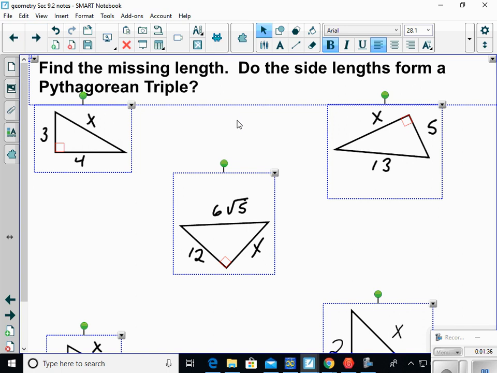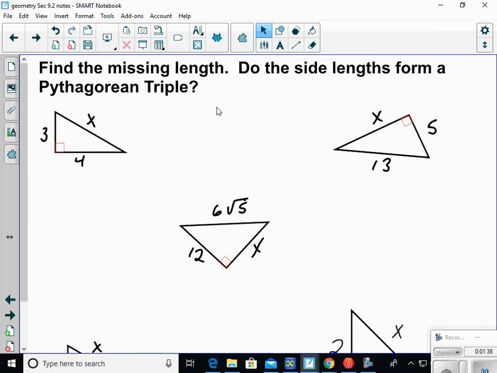Alright, so let's look at a few triangles and use the Pythagorean formula here. Find the missing length. Do the side lengths form a Pythagorean triple? We're going to solve for the missing side, and then if all the sides are integers, then we know it's a Pythagorean triple. So the first one, remember we are using the Pythagorean theorem. So C squared equals A squared plus B squared.